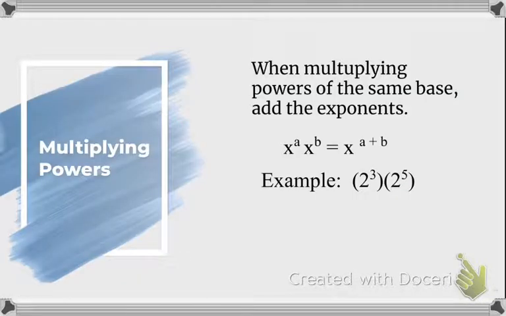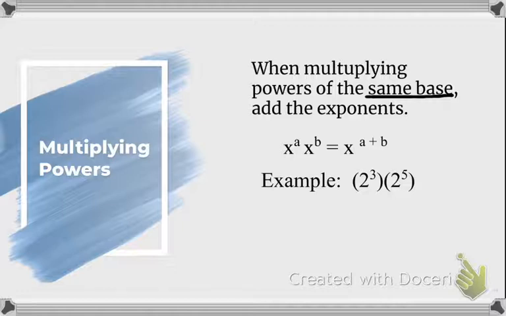Now we're going to get into the rules that come with the powers. So there's like multiplying powers, dividing powers. There's all different rules for them. For multiplying powers of the same base, the key words here are same base. The base has to be the same. So remember, that's the part at the bottom of where the exponent is. If they are the same, we're going to add the exponents.